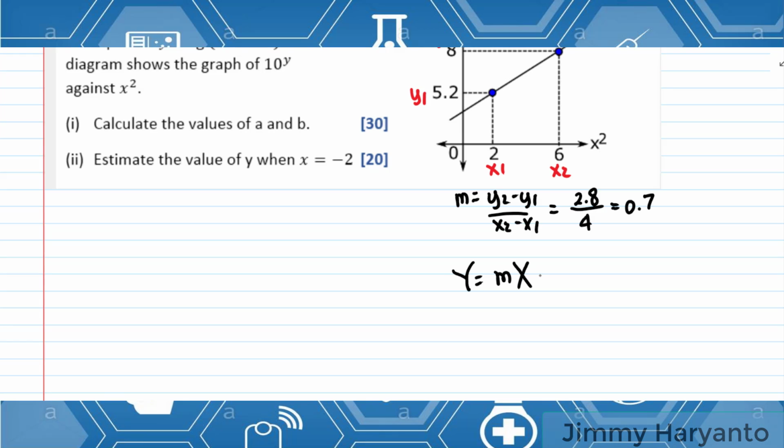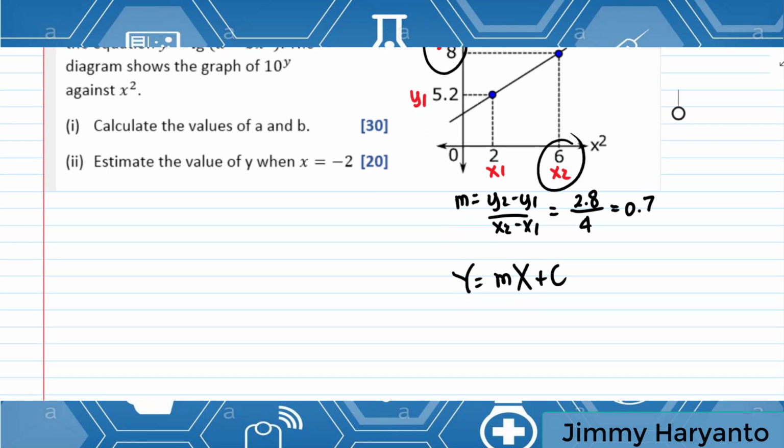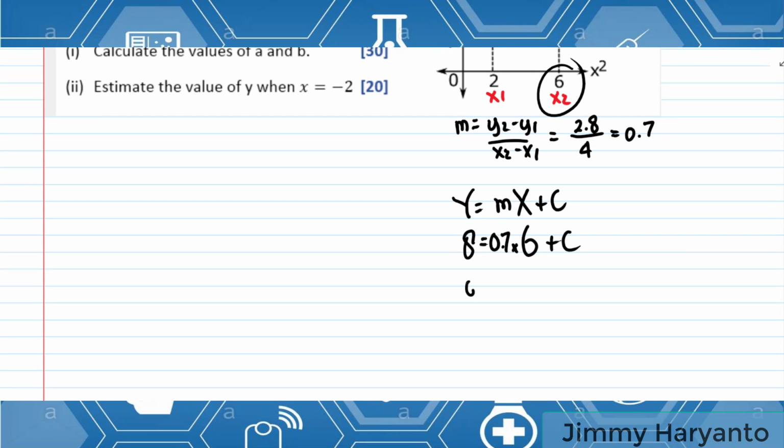Y equals to mx plus c. Change the y. I will choose the second points 8 and 6. So the y is 8 and the x is 6, and then the gradient is 0.7 plus c. Therefore, the c will be 8 equals to 4.2 plus c. C will be 3.8. Now you have c and gradient. You can rewrite the y equals mx plus c.